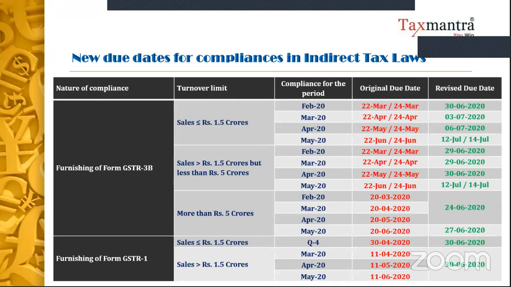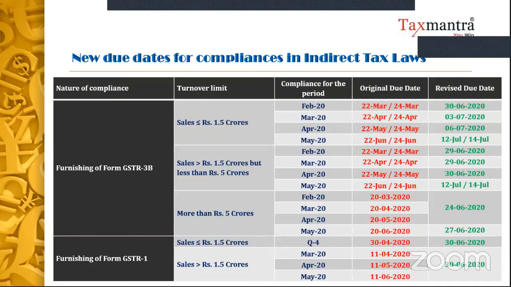Now, moving into the next section, the new due dates for compliance in indirect tax laws. This is basically the filing of GSTR forms. We are segregating it into three categories based on the turnover limit. If the taxpayer has a turnover of less than 1.5 CR, that is one category. If the taxpayer has a turnover of more than 1.5 CR but less than 5 CR, that is the second category, and more than 5 CR of turnover will be the third category.